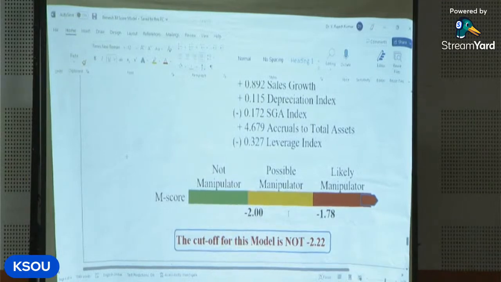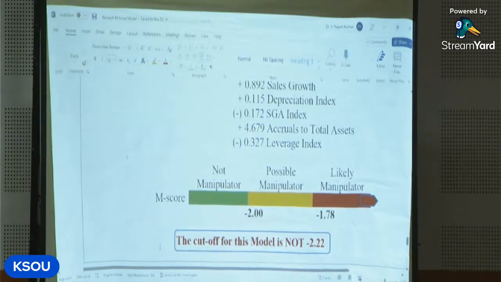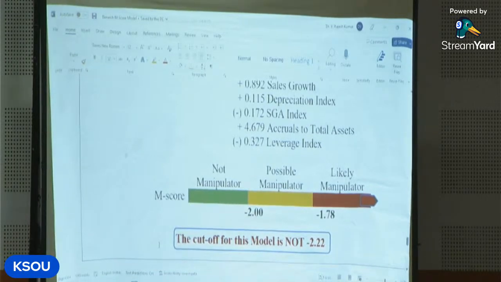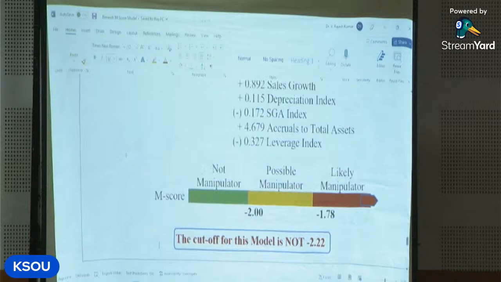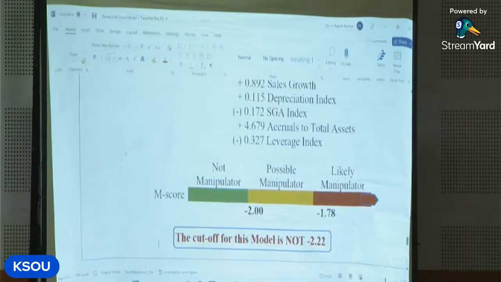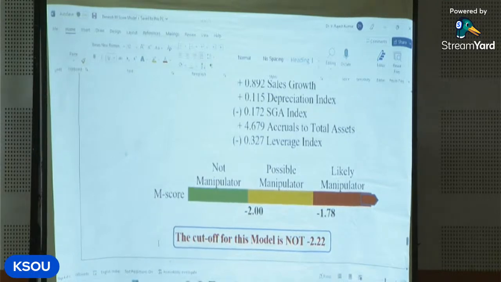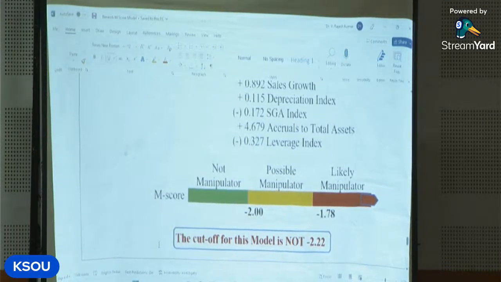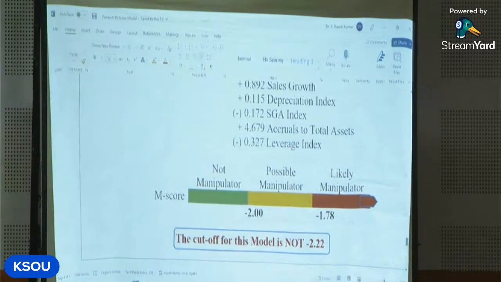Now, if the score we have got is less than -1.78, then there's no scope for manipulation. But if it is -1.78 and above, that is, anything above -1.78, then in all likelihood there is manipulation. So be careful with that company. These books, these accounts, these statements are not reliable, not authentic. Be careful. Now, what is the score we got here?